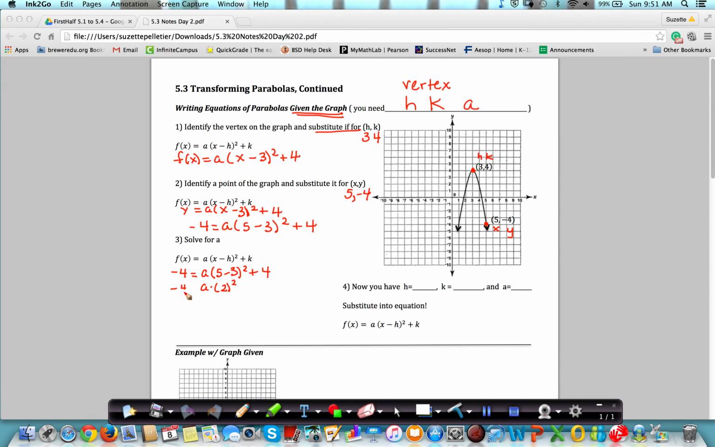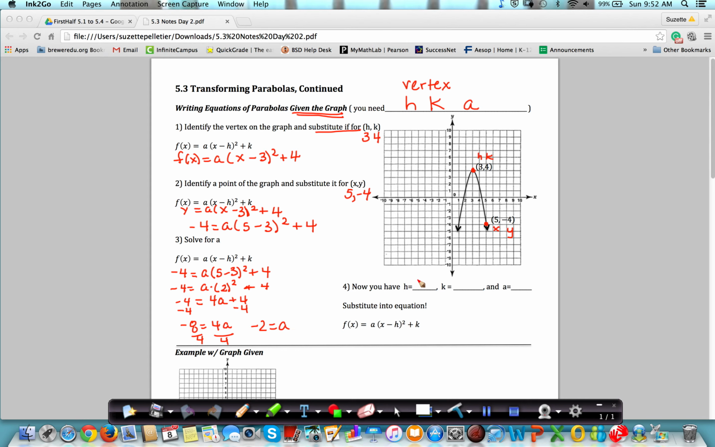So that's step 1. And 2 squared is 4, so now I have 4 times a plus 4 equals negative 4. I need to get the term with the a in it by itself, so I'm going to subtract 4 from both sides. So negative 8 equals 4 times a, and then I'm going to divide by 4. And negative 8 divided by 4 is negative 2. So negative 2 equals a.